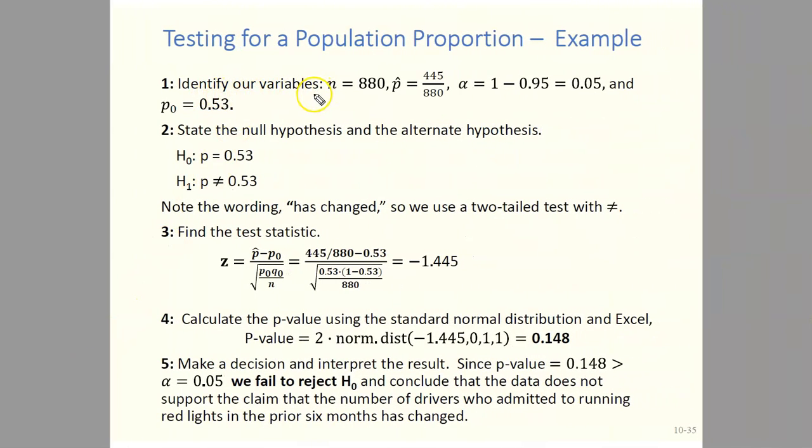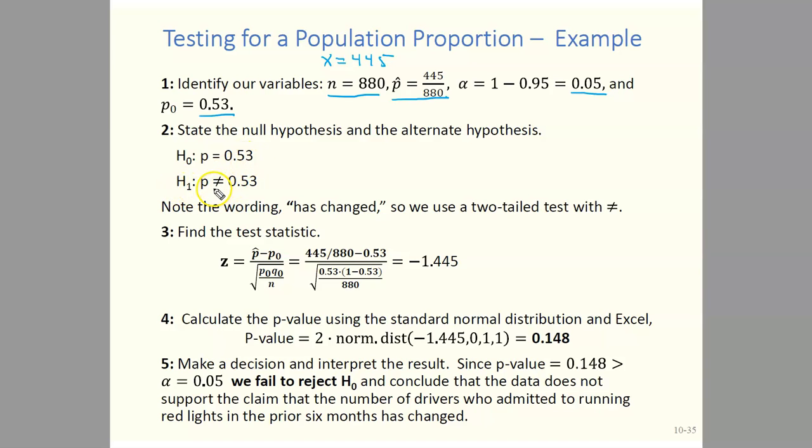So the first thing we have to do is identify all of our variables. Well, the n is 880 in this case. Our p hat is going to be 445 over 880. You see the x is 445. Our alpha is 0.05, and p naught is going to be 0.53. Now let's set up our null and alternate hypotheses. Well, our null hypothesis is going to be that p equals 0.53. So we're assuming that nothing has changed from when the old lighting system was in place.